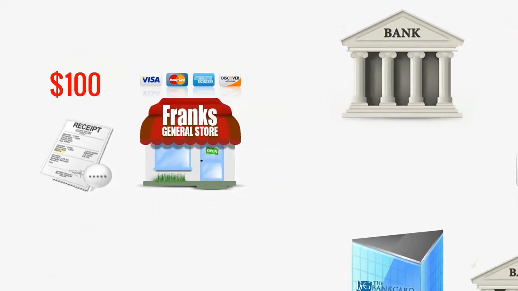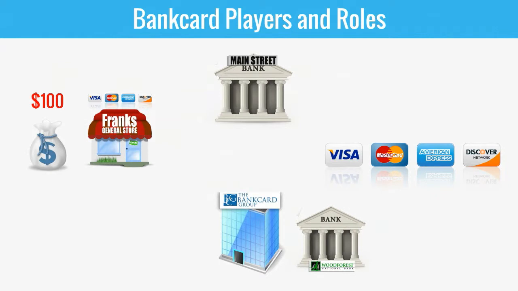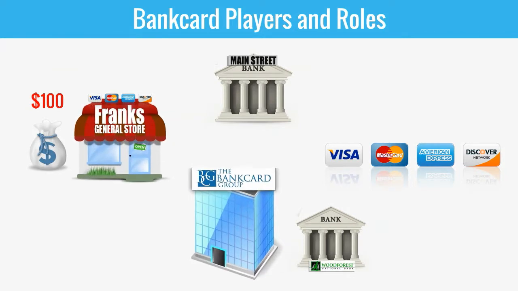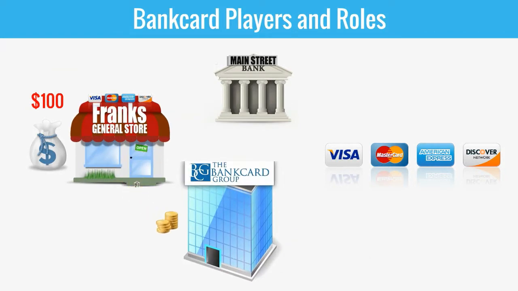So here's how these business entities generate revenue from this transaction. Frank's General Store receives $100 in revenue from the goods sold. Frank's General Store pays the merchant fees to the bank card group for processing the transaction. So for this transaction, let's estimate that fee at $2.25. Here's how that $2.25 is distributed.